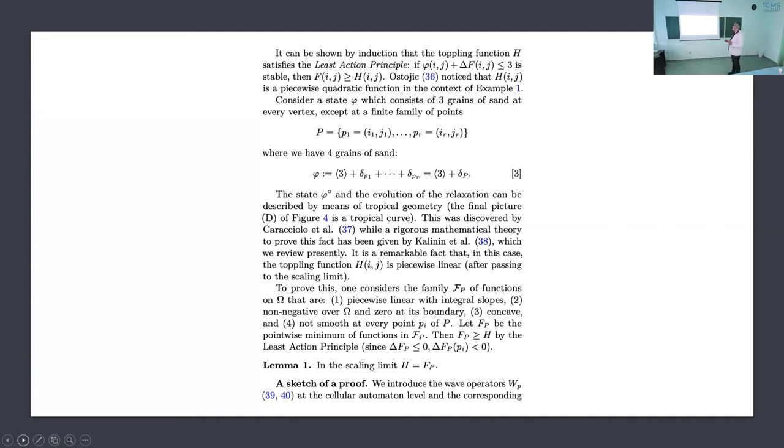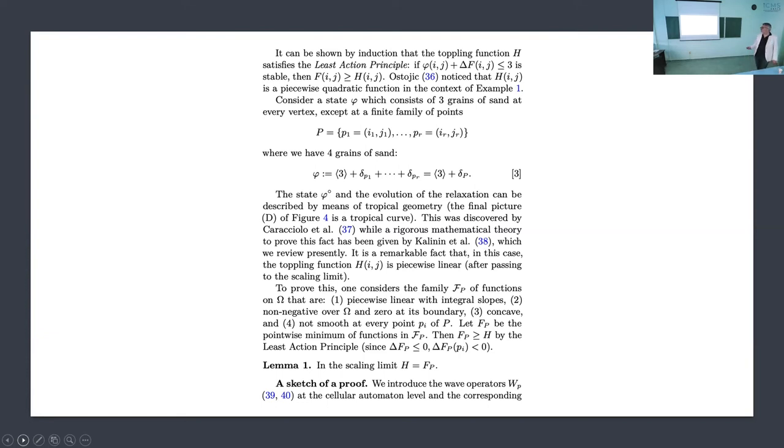One considers the family of functions. You take any convex region, it can be a round table or anything else, and you take the space of functions that are piecewise linear with integral slopes, non-negative over omega and zero at its boundary, concave, and not smooth at every point p_i. And you take the pointwise minimum of this space of functions. Then we will show that this is the minimum that satisfies this inequality for the Laplacian. And then we finish, because by definition it is piecewise linear. If we show that these two functions are the same, we are done.